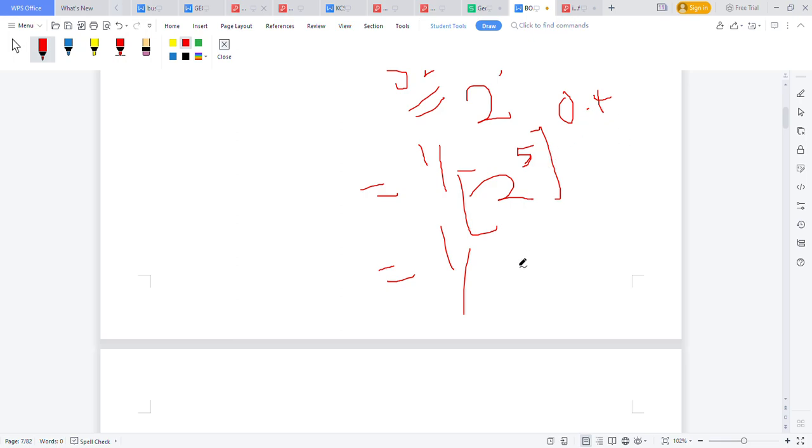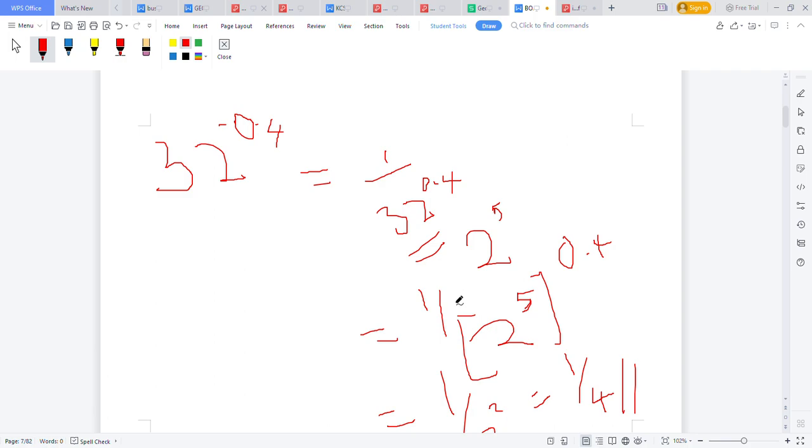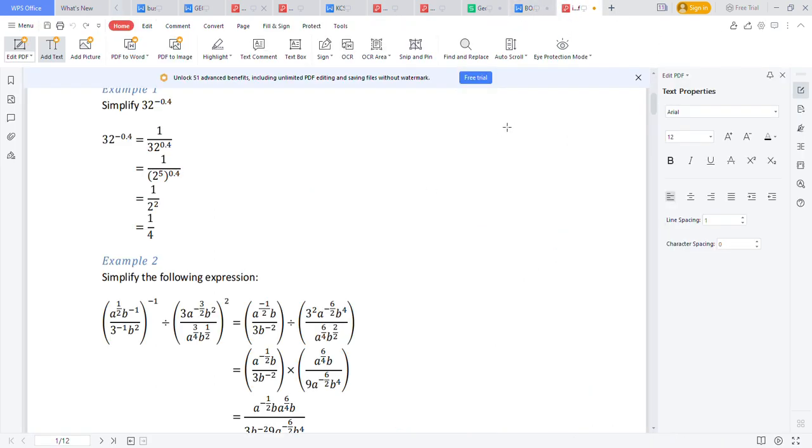5 times 0.4 gives 2. So you are going to have 2 raised to power 2. 2 squared is the same as 4, so our answer is 1 over 4. I have explained how it is coming about.